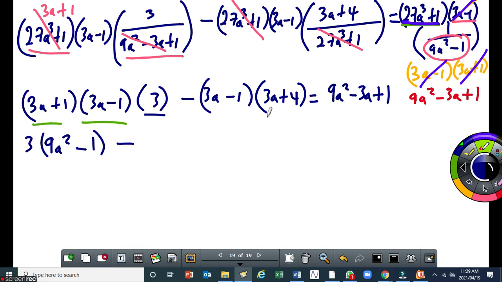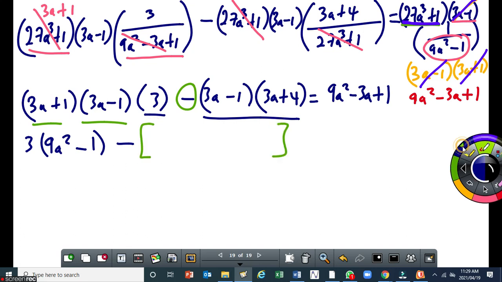If I simplify here, taking into account this minus, I'm going to put a square bracket to write what's going to be inside. So if I multiply the 3a by 3a, I'll get 9a squared. 3a times positive 4, I'll get 12a. Minus 1 times 3a will give me minus 3a. Minus 1 times positive 4 will give me minus 4. Then that's equal to 9a squared minus 3a plus 1.